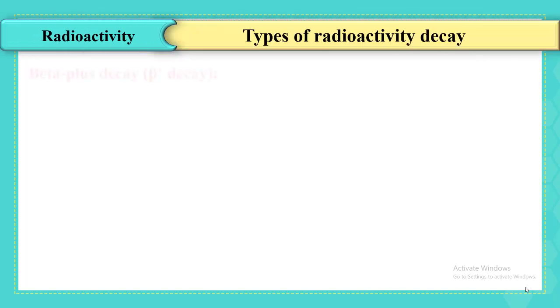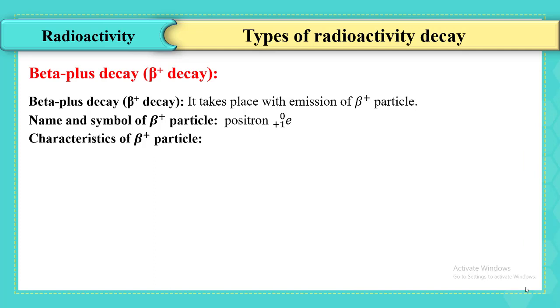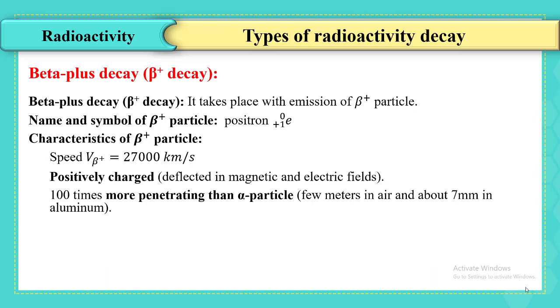The third type is beta plus, in which a positron particle is emitted. The name of the beta plus particle is positron and its symbol is e 0 +1. It has the same speed and the same mass as an electron, but it is positively charged and it has average penetrating power like the beta minus particle.